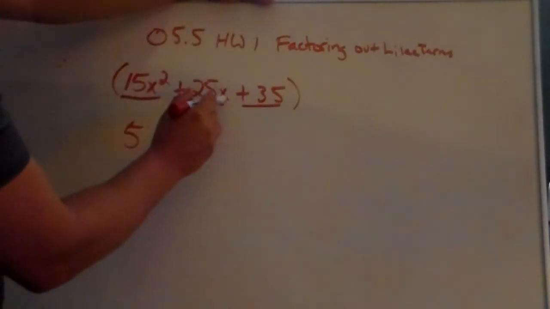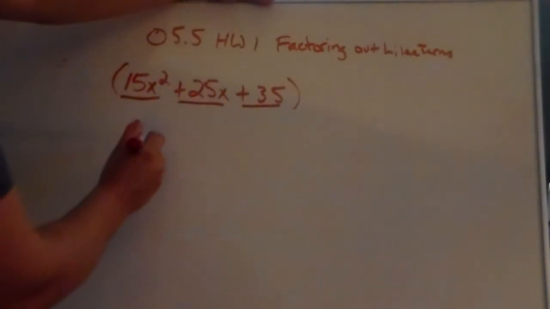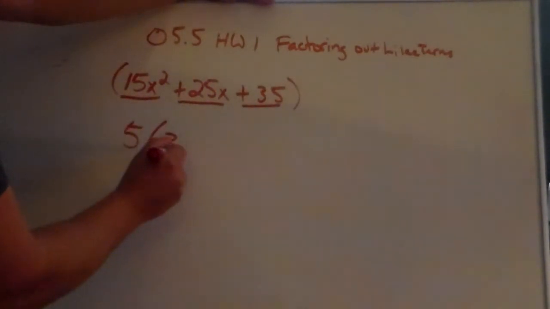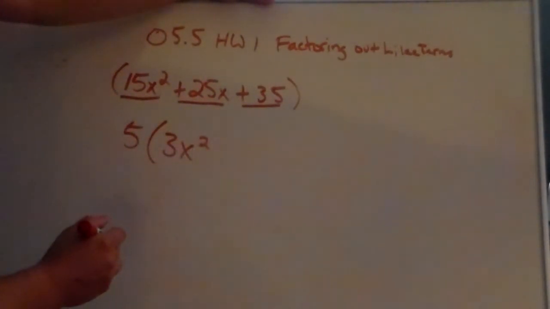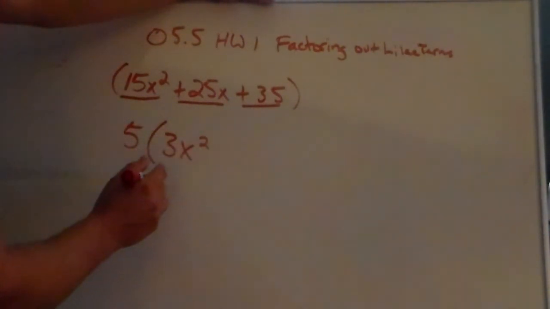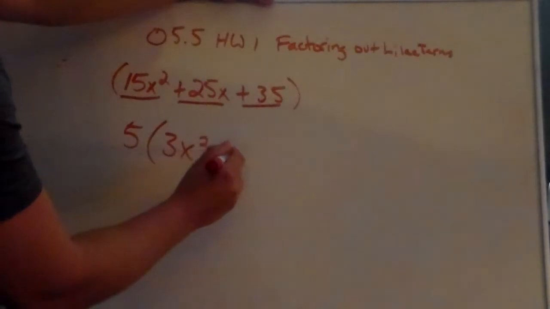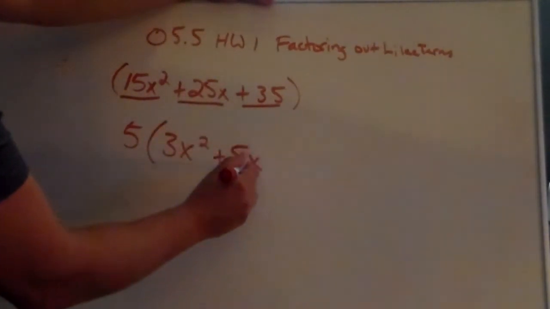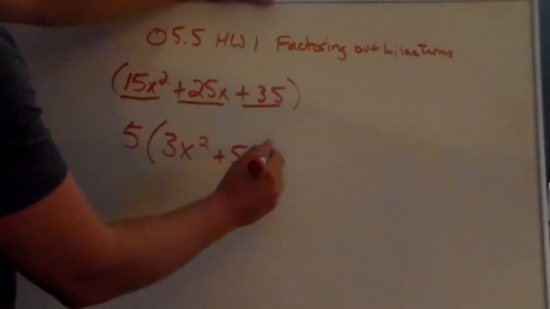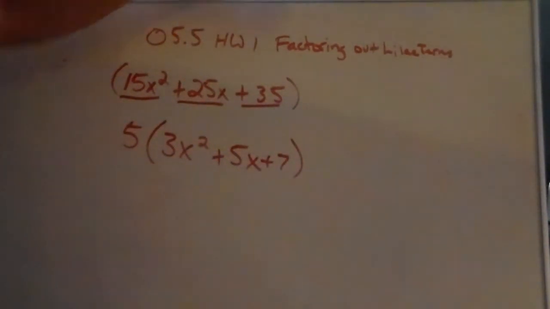This one has an x squared, this one has an x, this one does not have an x, so we can't take out an x from each one of them, so we have to leave them all in there. Well, 15 divided by 5 gets you 3, so it'll be 3x squared. Remember, we didn't take any x's out, that's why we're leaving it as x squared. 25 divided by 5 gets us 5. We gotta leave the x there, because we didn't take any x out. 35 divided by 5 gets us 7. So we have 5 times 3x squared plus 5x plus 7. That will be our answer for problem number 5.